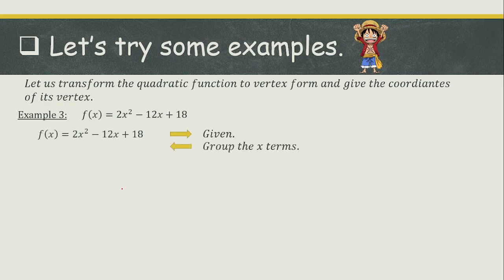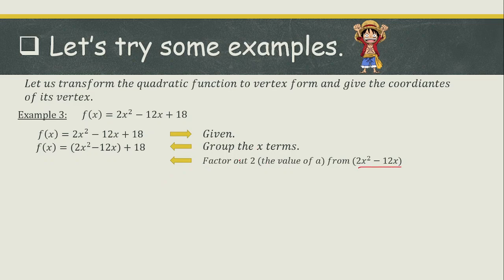And after that, let's group the x terms. So magiging f of x is equals to 2x squared minus 12x, nasa loob sila ng parentheses, then plus 18. Kasi sabi nga, let's group the x terms. Para makonsider yung 2x squared minus 12x nasa isang group sila, yung x terms, kailangan natin gumawa ng parentheses. Open and close parentheses. Then si 18 is mag-i-stay siya sa labas. Then after that, let's factor out 2, the value of a, from 2x squared minus 12x.